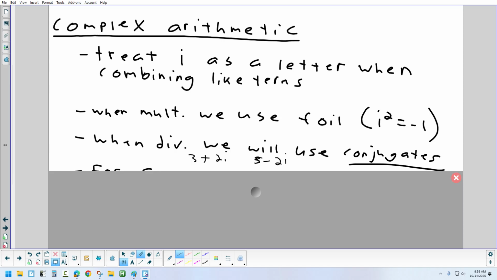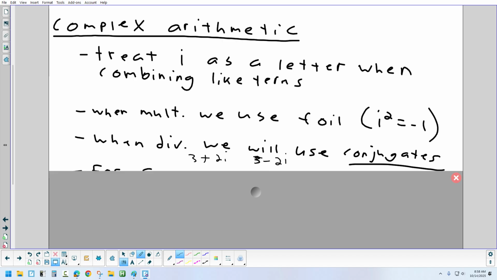If you had a complex number 3 plus 2i, the conjugate is 3 minus 2i. The conjugate is when you change the sign of the imaginary part. If you started with 8 minus 7i, the conjugate is 8 plus 7i.